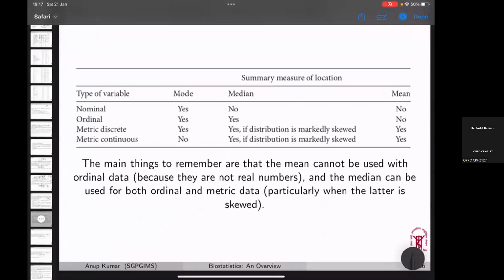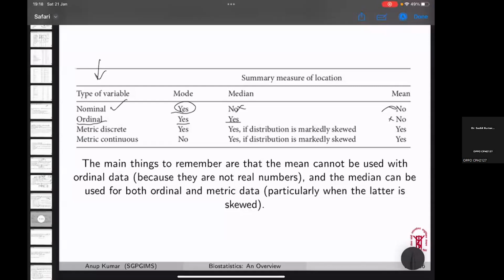So to summarize the measures of location, you can look at the type of variable. It will be either nominal: if your variable is nominal, you can calculate the mode, but you cannot calculate the median or mean. It is irrelevant to calculate the median or mean. If your data is ordinal, you can calculate the mode and the median, but you cannot calculate the mean. It does not make any sense to calculate the mean of ordinal data.